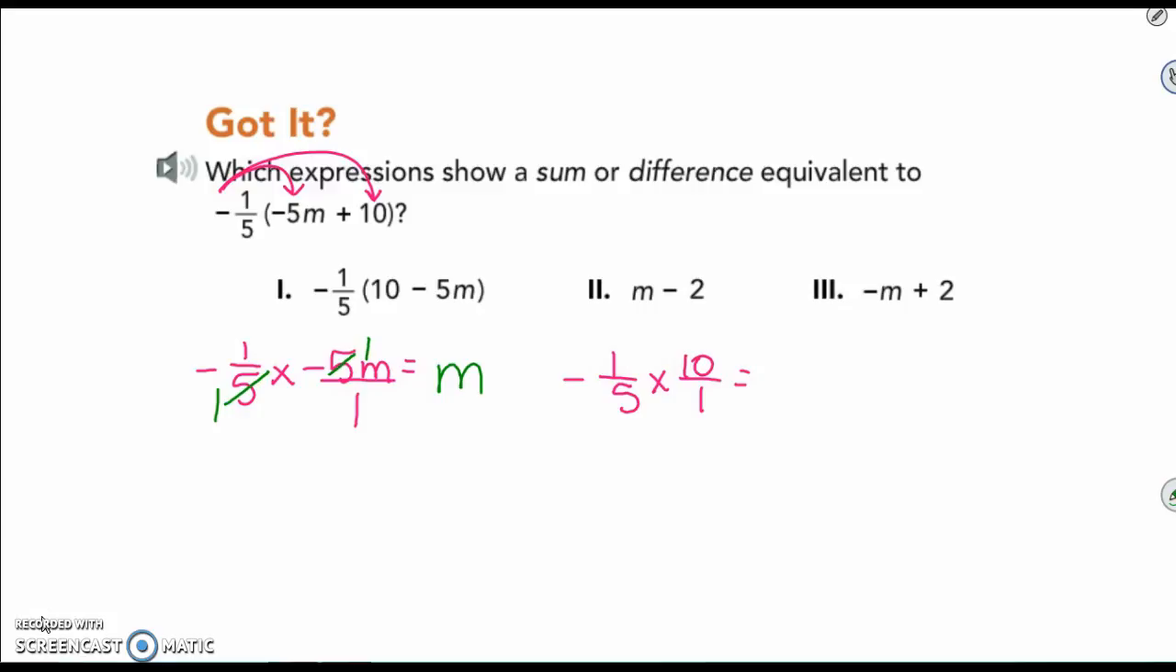5 and 10 share a common factor of 5. 10 divided by 5 is 2. 5 divided by 5 is 1. We multiply straight across and we get -2. So if we write our solution to this set, we see it's m minus 2. So that would be number 2.